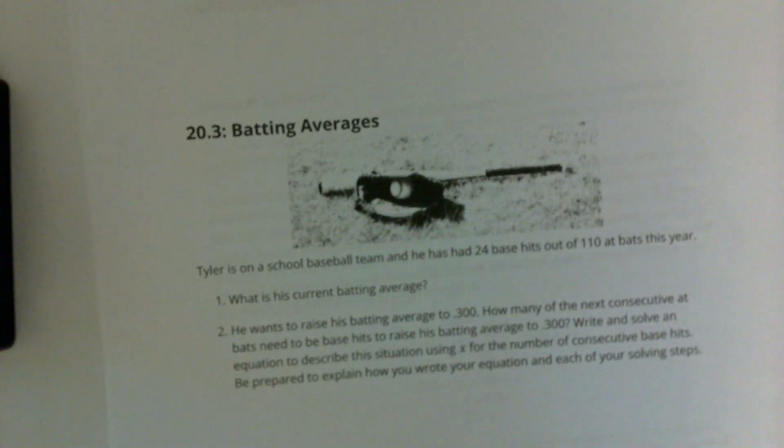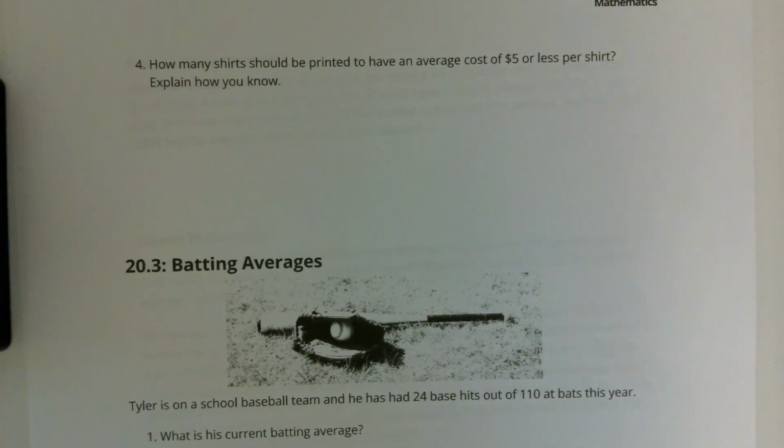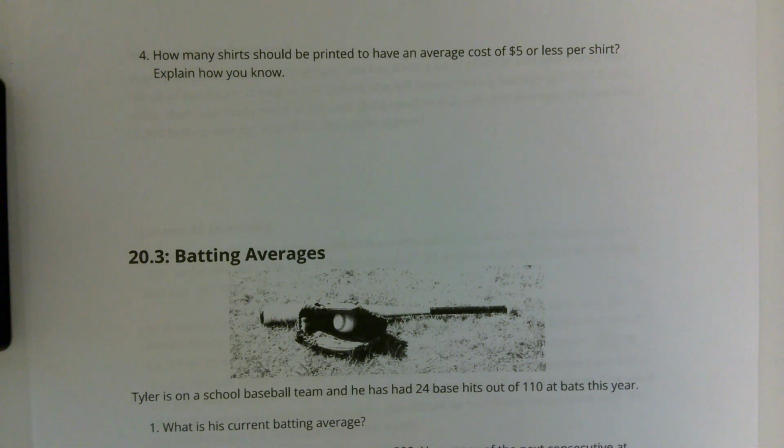So let's go to number 4. How many shirts should be printed to have an average cost of $5 or less per shirt? You can go ahead and pause here and try to figure that out. I can also help you set up an equation if you're not sure how to do it. You could guess and check. Guess and check is never the ideal way to solve anything, but it is a way. So you can go ahead and pause if you want to, or you can just continue watching, and I'll explain how you would do this.